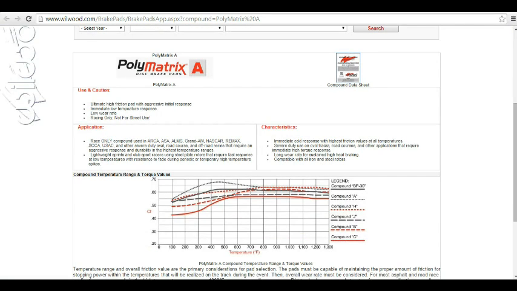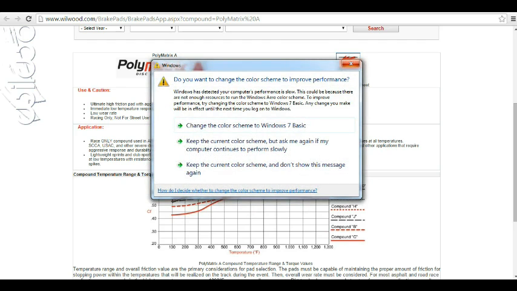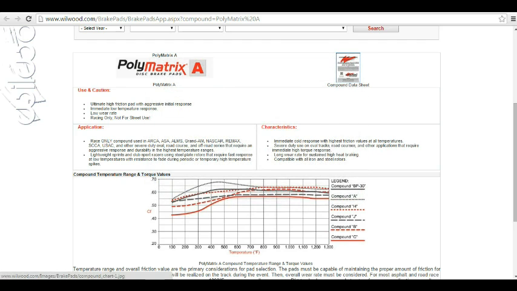here I'm able to see a graph which shows coefficient of friction on the y-axis and temperature in degrees Fahrenheit on the x-axis. Now the most important thing that you look for on a brake pad is the coefficient of friction. So this curve shows you the variation of coefficient of friction with the temperature. On the legend, suppose you're talking about BP30, this is BP30. Now we can see that at 400 degrees Fahrenheit we are having the maximum coefficient of friction for this kind of pad, and it's somewhere around 0.61 or so. Compound A has the highest at 500 degrees Fahrenheit, and it's around 0.68.